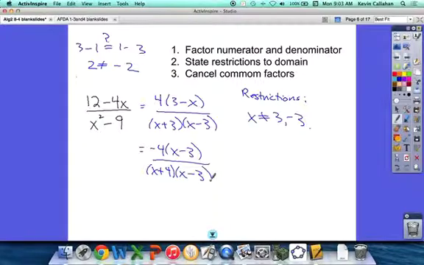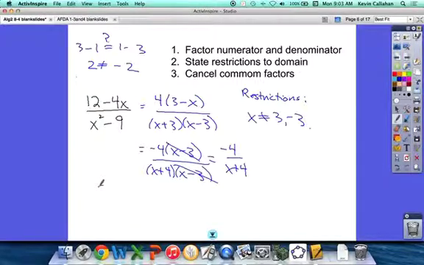So when you see that kind of thing, like a 3 minus x instead of an x minus 3, you switch the order and put a minus sign in front. That'll take into account the fact that you just switched the order of subtraction. Right, so cancel, cancel. This is negative 4 over x plus 4.